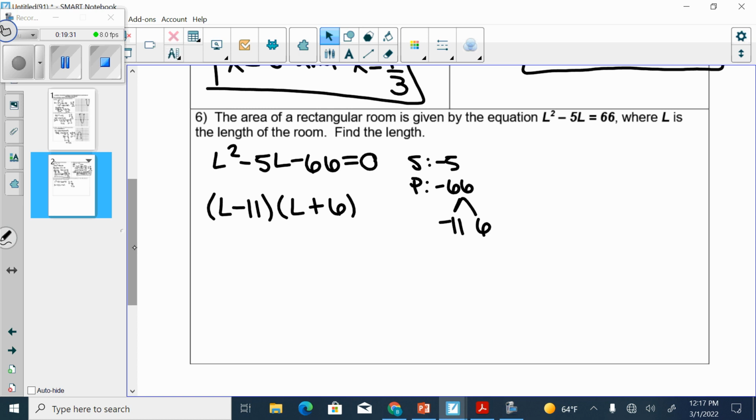Okay, and then what am I going to do with each one of those factors? Nice. So L minus 11 equals 0, and L plus 6 equals 0. All right, then what? Add, very good. So I end up with L equals 11, and then we end up with L equals, very good.